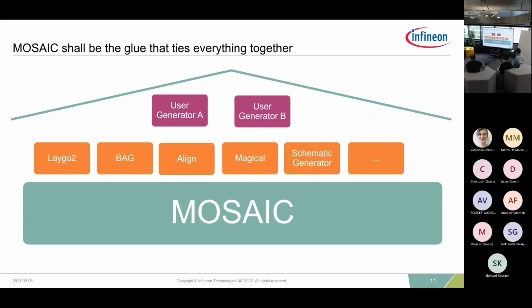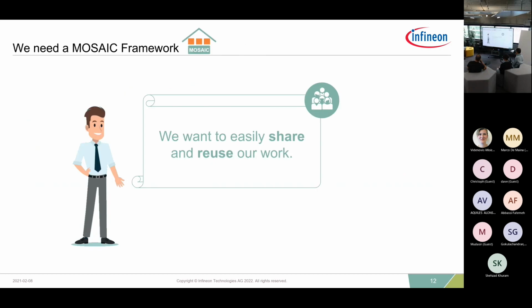So it could be something like this. On the bottom, we have our MOSAIC framework. On the top, all of these different frameworks that may support the MOSAIC. And on top of it, you have the user generators that then can just pick what they need. This is kind of the vision. So the MOSAIC framework is there so that we can share and reuse our work.